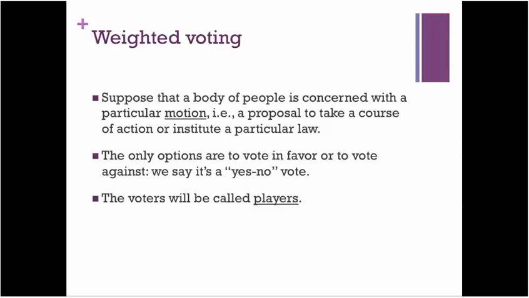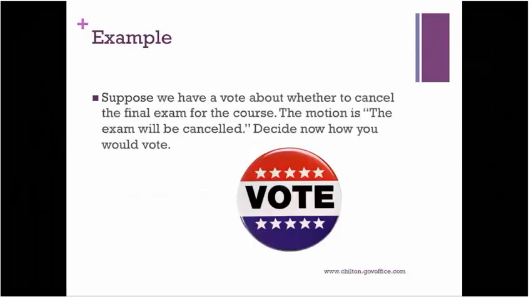When you make a motion in a situation like that, there are really only two options. The options are to vote in favor or to vote against, to say either yes or no. We're going to leave aside the possibility of abstaining. We'll say that everyone is forced to commit one way or another, either yes or no, but those are the only two possibilities. And in this situation, the voters will be called players.